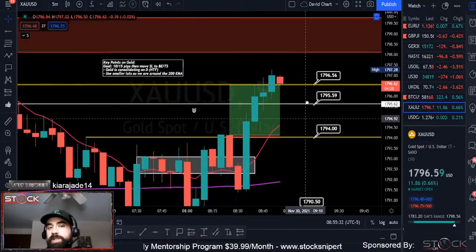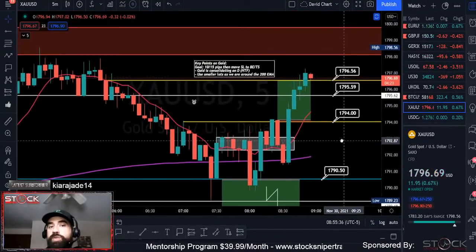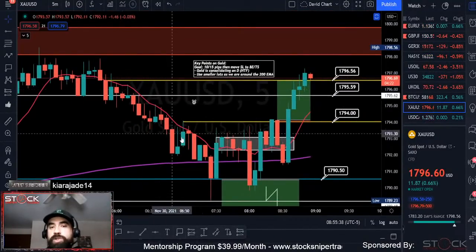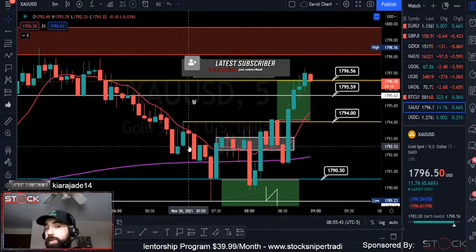It's coming to retest 1796.56. So, guys, this was the case right here. We had overall selling pressure. Remember to trade with the trend. That's the most important thing you should know.